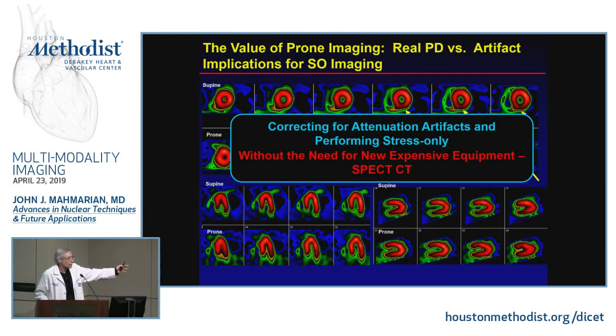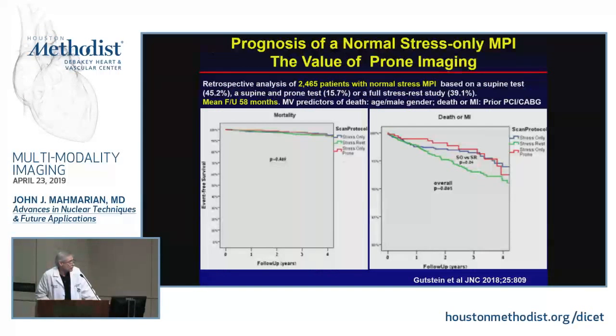don't need fancy equipment like SPECT CT or line sources, which we really don't use anymore. It's all CT now. But it just shows you how you can get around things and use different methodologies for acquisition that can really improve your ability to identify normal patients.